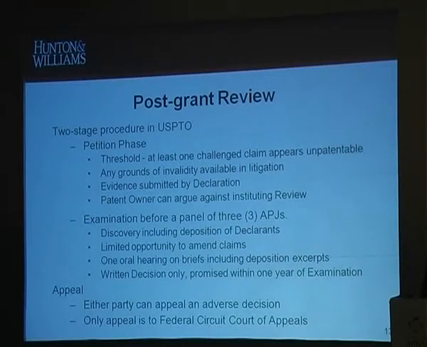These things have to be put together in a petition that the Patent Office ultimately agrees seems to indicate at least one claim is unpatentable. Evidence during the petition phase is submitted by declaration, and there is participation by both parties. The patent owner can argue against instituting a review. Then the Patent Office decides, if they decide to proceed with examination, it proceeds before a panel of 3 administrative patent judges, a level above the level of the examiners in the CRU.